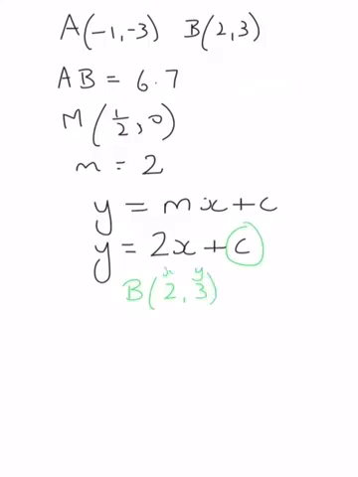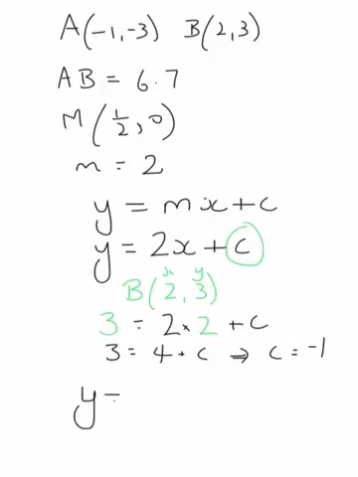So instead of having y, I'm going to put 3, and then instead of having the x, I'm going to put 2, and then I've still got my plus c on the end. That becomes an equation: 3 equals 4 plus c, and solving that, c would equal -1. So replacing that in my equation, I'll have y equals 2x minus 1. So that's the equation of our line that joins A and B.